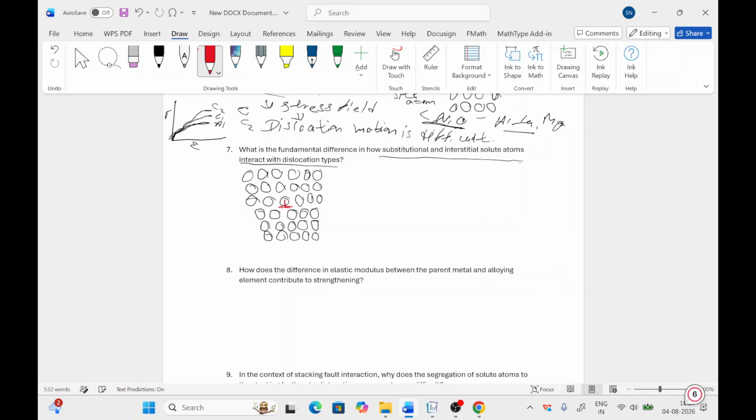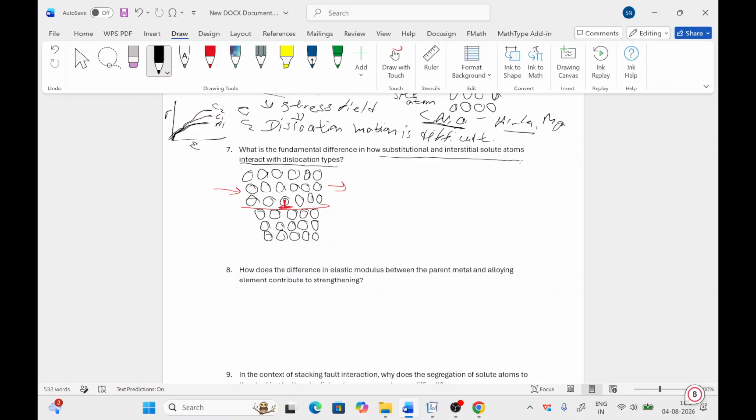We call this the edge dislocation because the displacement is of this type, from one plane to this side, and this is the slip plane where the dislocation is moving. It means this extra half plane is moving in this direction.